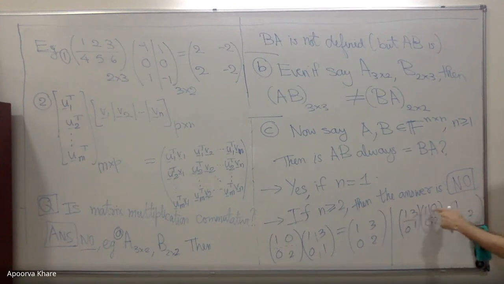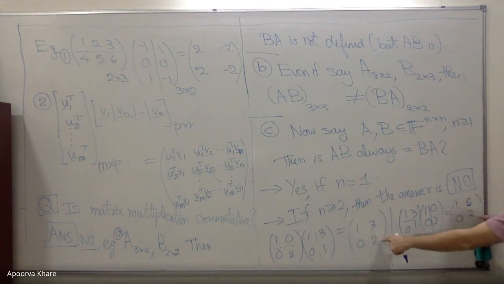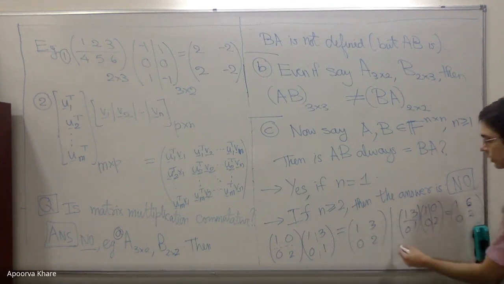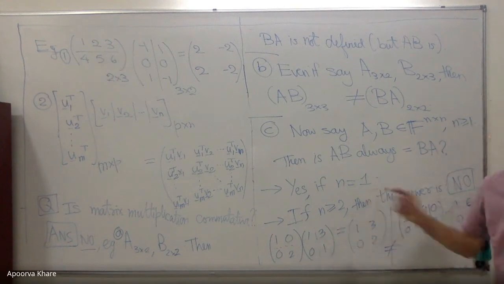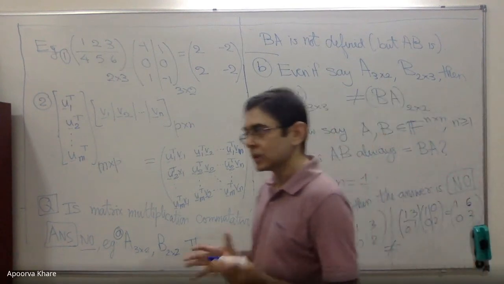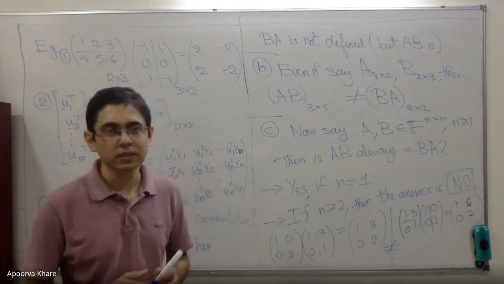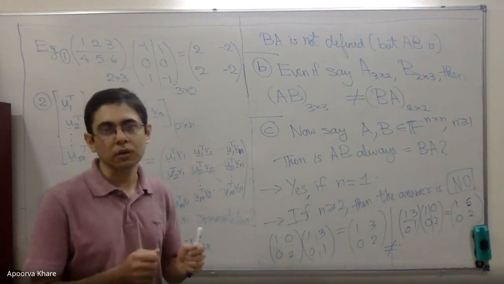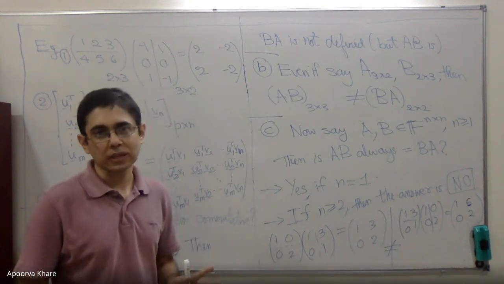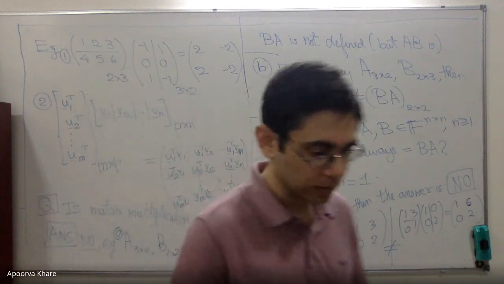The only question is, what do I get here? And here I get 6. Okay? I get 6 here. And so you see, the 3 entries are all the same, but the 4th entry here is 3 and here is 6. So they are not equal. So AB does not equal BA. And that's what happens in general. Multiplication of matrices does not commute. Addition, of course, does.